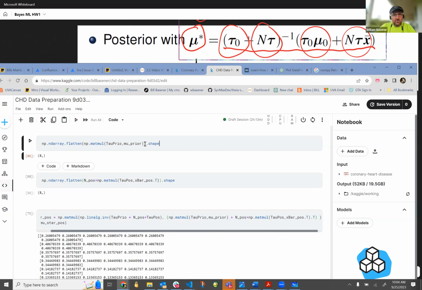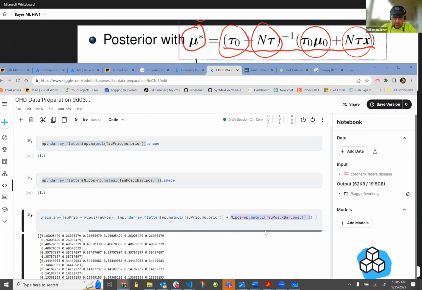Yeah. Okay, so I'm going to put this piece here. This is my tau prior, mu prior. That's this. Tau prior, mu prior. Then I'm going to put this in for that second piece. And that's this. And let's go ahead and run it.